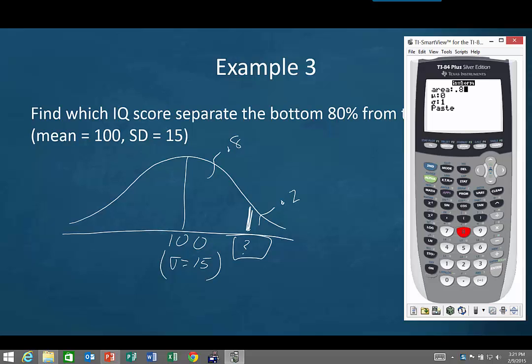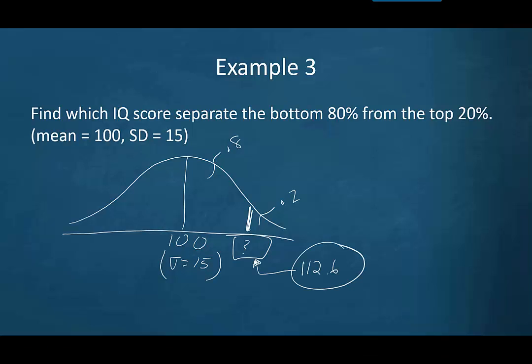If you're using the table from the online text, remember it gives us the area to the right of the mean. So we would look that value up, and we'd actually have to convert these to z-scores. I'm not going to do that. We're just going to stick with technology here. 0.8. The mean is 100. Standard deviation is 15. And then press enter. And we get 112.6, which looks about right. If I'd gotten a value like 88, I would know something was a little bit off. I'd gone the wrong direction or something.